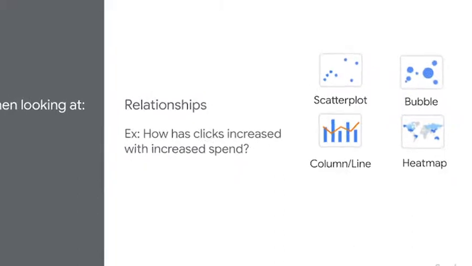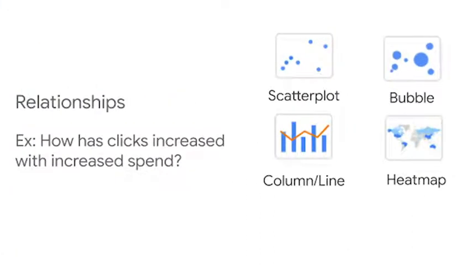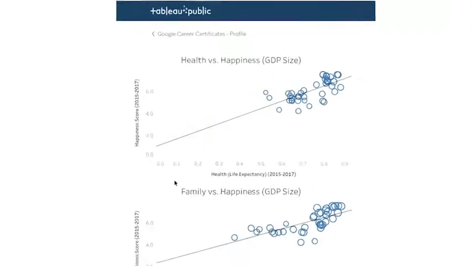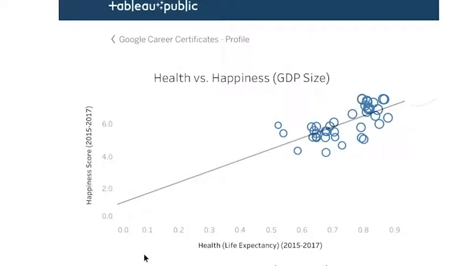Now, to show relationships in your data, you might want to use scatter plot and bubble charts, column line charts, and heat maps. Let's revisit the happiness data viz to show you an example of this. Each of these scatter plots show the relationship between a country's happiness score and one of the factors that contributes to that score. So the health versus happiness scatter plot shows a strong relationship between the life expectancy of people living in a country and how happy those people are. Basically, as life expectancy increases, so does their happiness score.